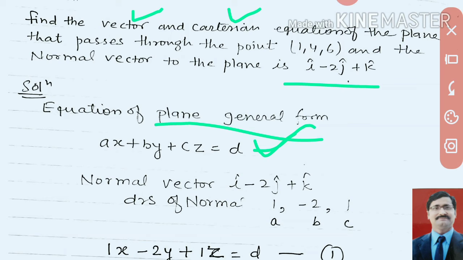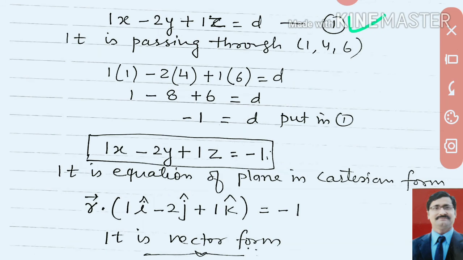Now here, what is the normal vector given? The normal vector is given as i minus 2j plus 1k. Our equation is ax plus by plus cz, and here the direction ratios of the normal will be a, b and c. So we compare these with the given direction ratios of the normal. We get a equal to 1, b equal to minus 2 and c equal to 1, and we put these values in the general format. Look here, we get 1x minus 2y plus 1z equal to d.